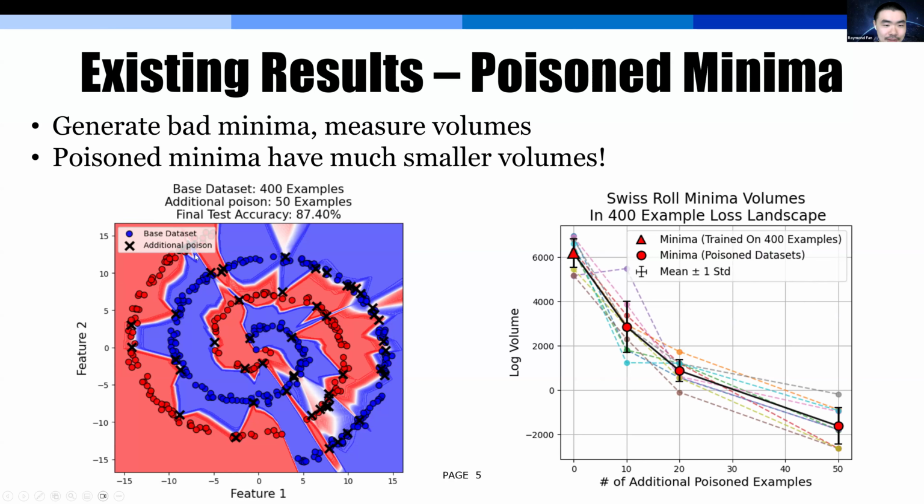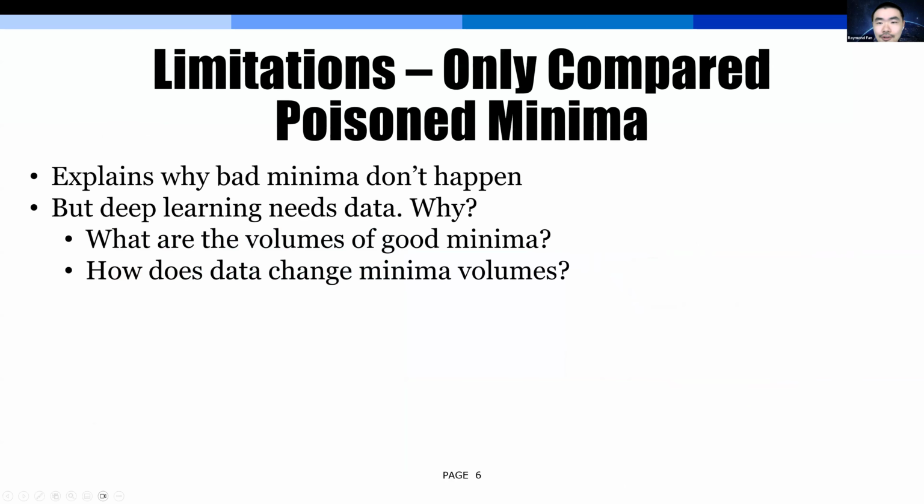And what they did is they generated a bunch of these bad minima, these poison minima, and they looked at the volumes of these minima compared to the minima that you get without any of these mislabeled samples. And what they found is that the minima you naturally get has a significantly higher volume than all the other minima. And that means that poison minima have much smaller volumes, and maybe the volume hypothesis can explain why we don't get terrible solutions like these in practice. Now, this has some limitations, namely that they only looked at poison minima and explains why maybe bad minima don't happen.